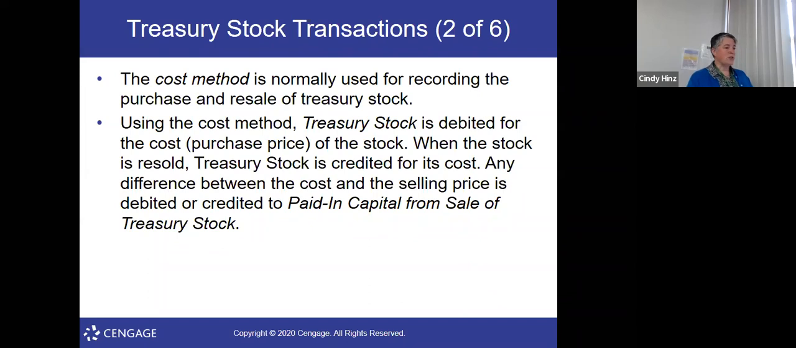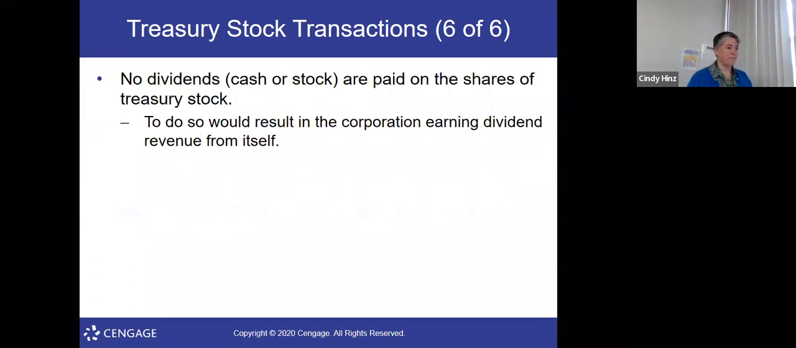So any transaction that we do in that treasury stock account, we're going to report based on how much we paid for the stock when we repurchased it on the open market. Just as a reminder, we only pay dividends on the shares that are outstanding. Treasury stock is considered still issued, but no longer outstanding. So if we declare dividends, those dividends are not for the treasury shares. They're only for the shares that are still in the hands of the public.